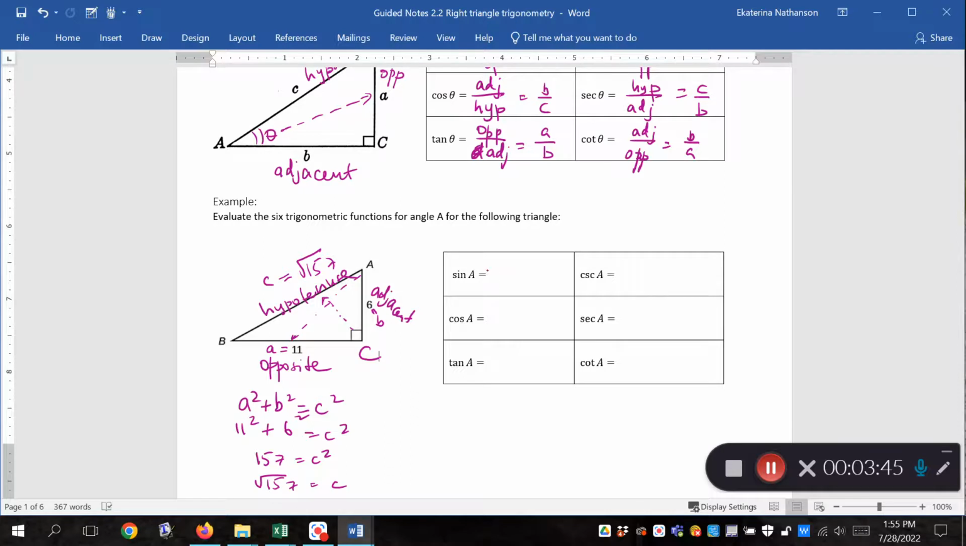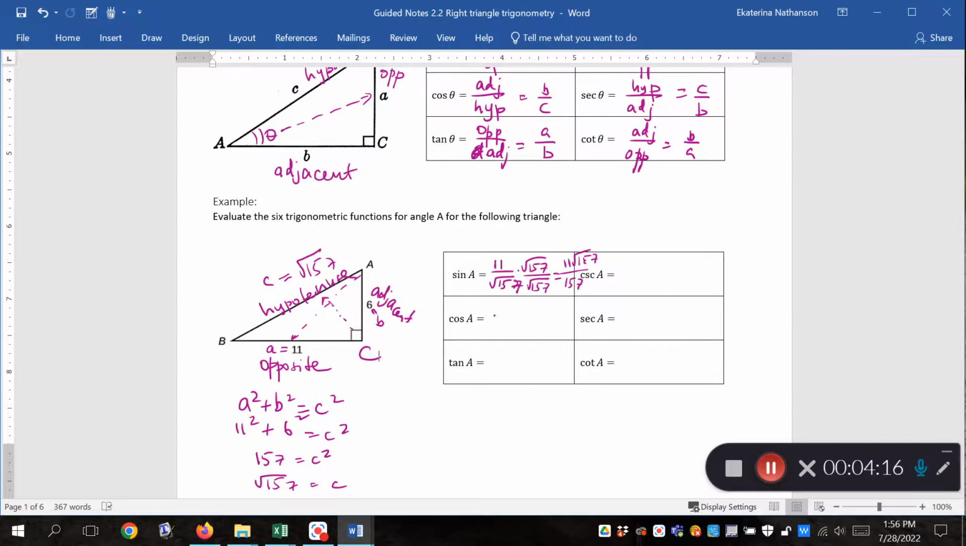Now when we define sine, we're going to say sine is opposite over hypotenuse. So it will be 11 over the square root of 157. We don't like to leave radicals in the denominator, so we're going to rationalize this fraction by multiplying top and bottom by the square root of 157. So the answer will be 11 square root of 157 on top over 157 on the bottom.